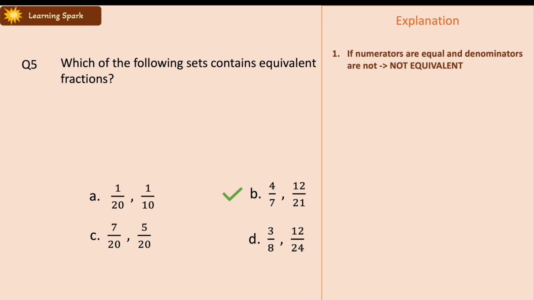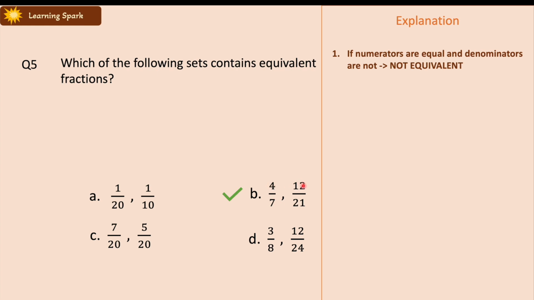Okay, so in these questions, right away you can eliminate some of the options. For two fractions to be equal, the denominator and the numerator have to be multiplied by the same number, or they have to be divided by the same number. So for example, here 4 is multiplied by 3 to get 12, right? And 7 is multiplied by 3 to get 21. So both numerator and denominator are being multiplied by the same number, 3 and 3.